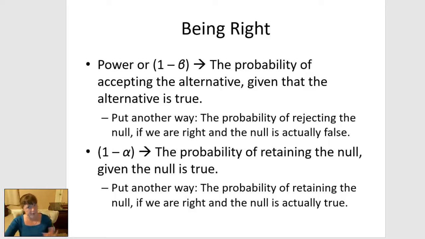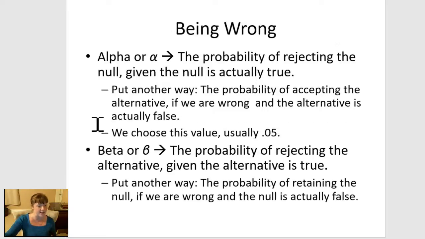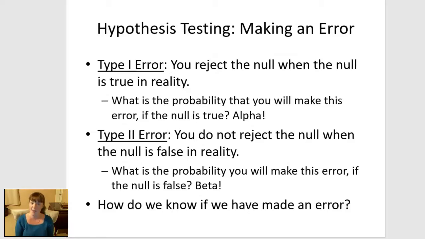Now, I keep talking about being right and being wrong, right? And here are the probabilities of these two errors. Alpha is the probability of rejecting the null, and whoops, the null is true. Beta is the probability of rejecting the alternative, and whoops, the alternative is true. We actually give these two possible mistakes special names. We call them type 1 and type 2 error.